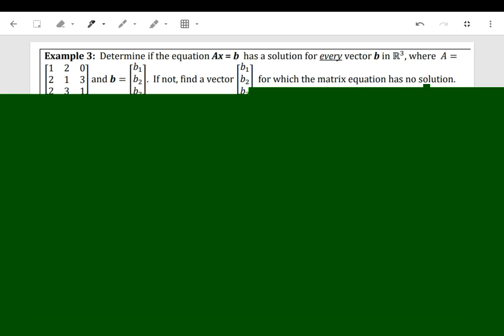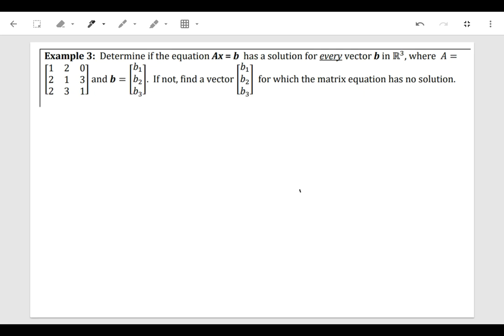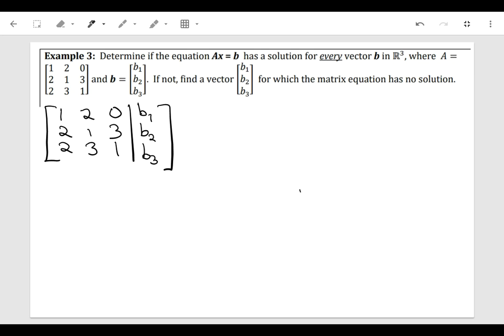So in order to determine whether this thing has a solution, we can set up the augmented matrix where we have our coefficient matrix A here, which I'll copy down, augmented with our unknown vector in R3, b1, b2, b3. And so we want to find out whether this system will always have a solution. So I'll start out with -2 times row 1 plus row 2 in order to get a 0 in this position here.